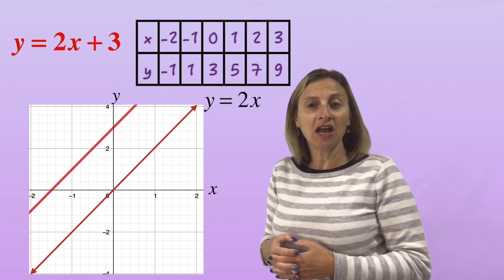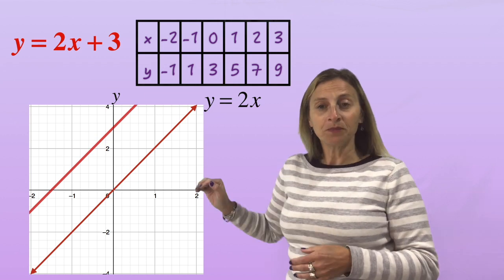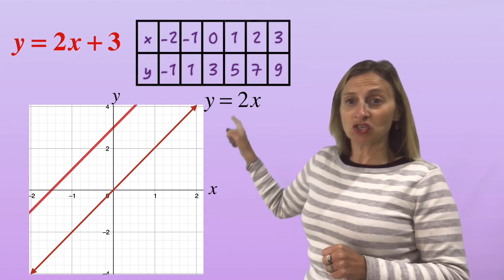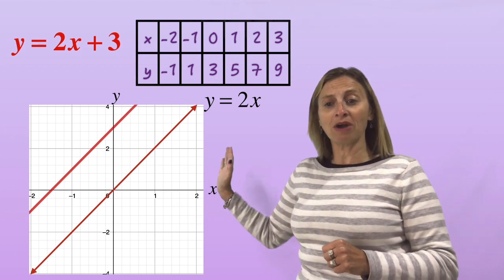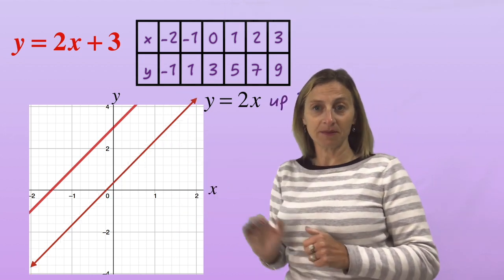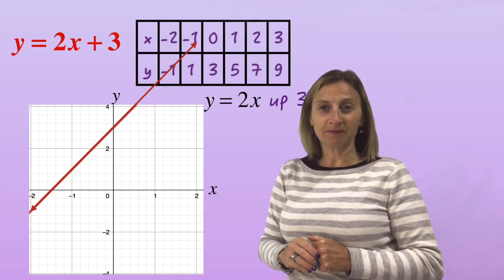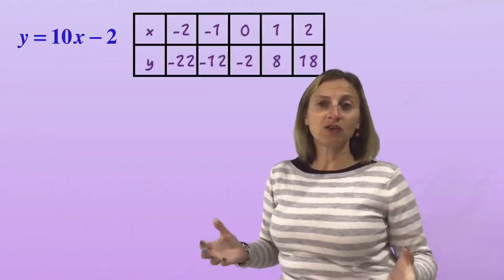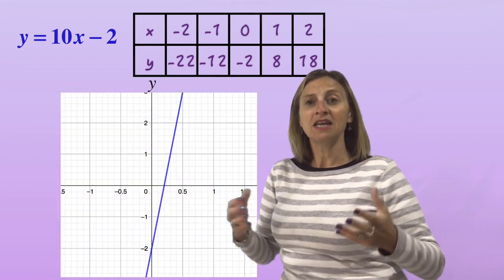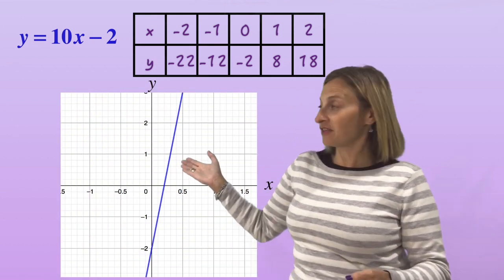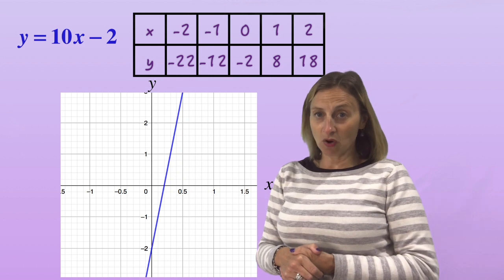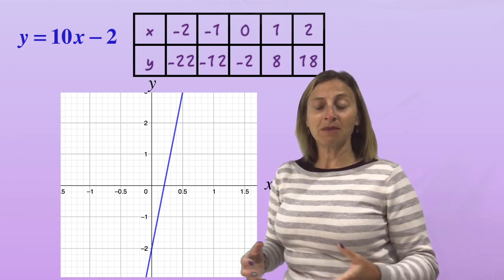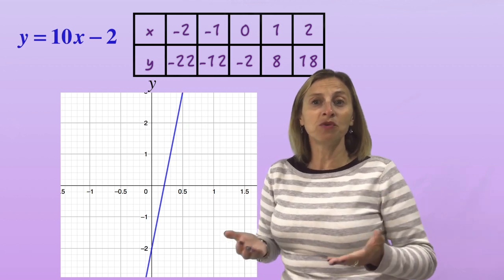So we have the line y = 2x. But what do we actually have? We have the line y = 2x, which is just a straight line, and then the whole graph goes up 3. And that's what it looks like. If we have y = 10x - 2, of course, again, you could draw your table of values, plot the points, and then you would have your line, like this. And there's nothing wrong with doing it using a table of values. But when the graphs get more complicated, we want to know how to move them around.